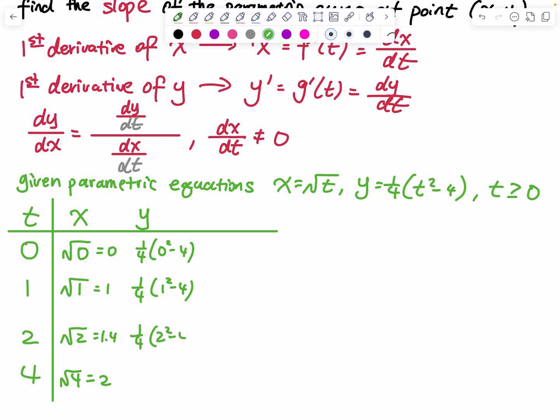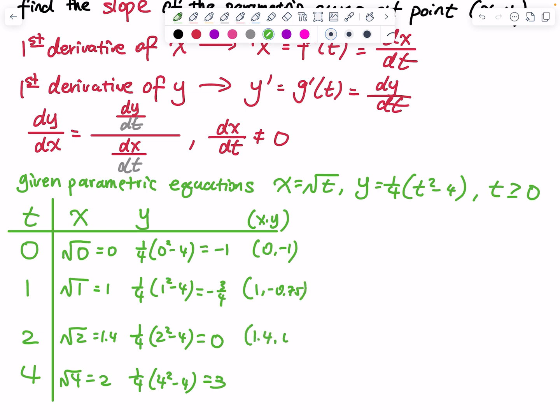2 squared minus 4, 1 over 4 times 4 squared minus 4 equals... The first one you have a negative 1, and then this is a negative 3 over 4, and then this is a 0, and then this is 16 minus 4 is 12, 12 divided by 4 is 3. And then we draw the points x comma y: this is 0, negative 1, this is 1, negative 0.75, this is 1.40, and then this is 2 comma 3.